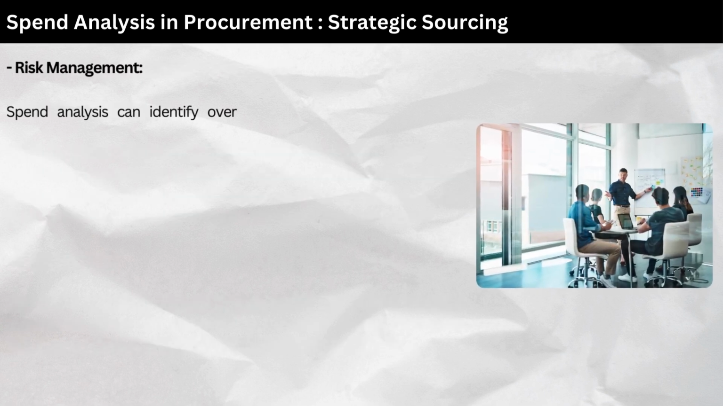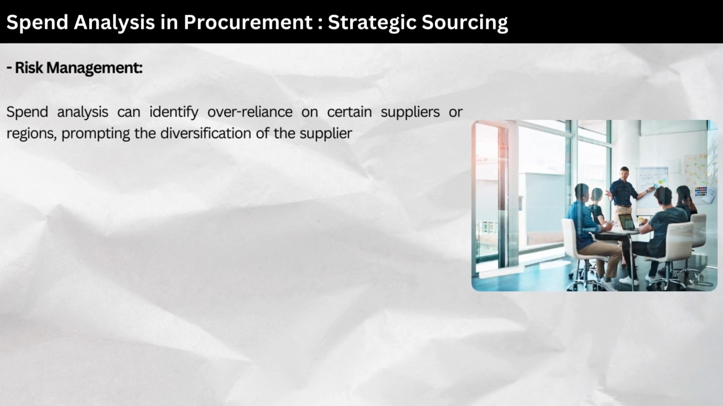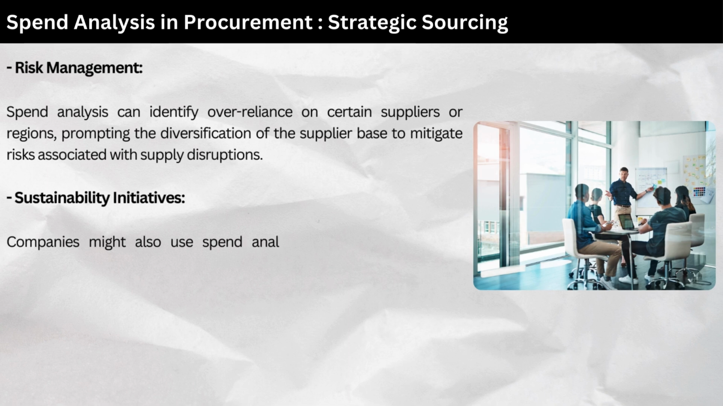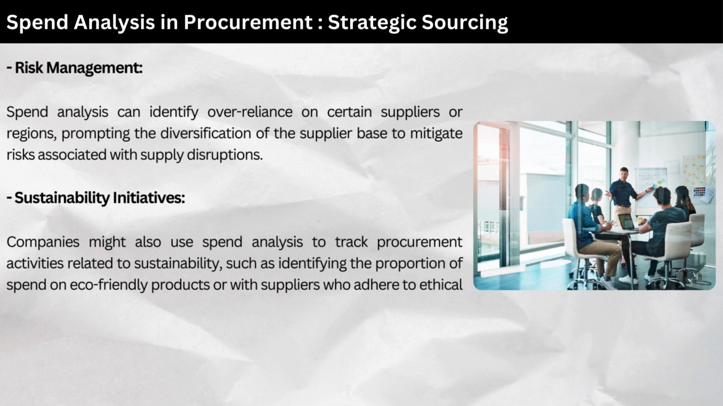Risk management: spend analysis can identify over-reliance on certain suppliers or regions, prompting the diversification of the supplier base to mitigate risks associated with supply disruptions. Sustainability initiatives: companies might also use spend analysis to track procurement activities related to sustainability, such as identifying the proportion of spend on eco-friendly products or with suppliers who adhere to ethical standards.